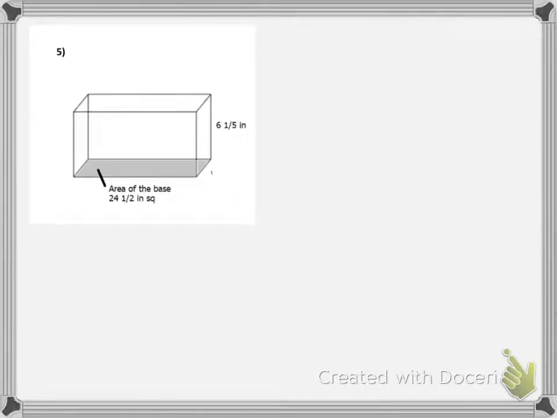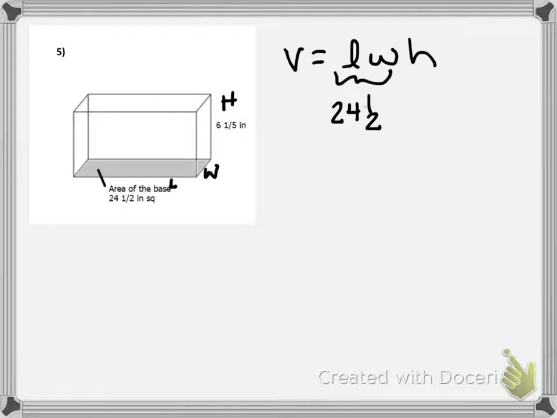All right, on to number 5 here. We're given the height of 6 1/5, and this area that's already calculated for us is the area of the length times the width. So I'm going to substitute what we know in. We know the length times the width is already 24 1/2, and we're going to multiply that with the height of 6 1/5. And again, if your calculator can, you can put mixed numbers in, go ahead. Otherwise, I'm going to convert this.